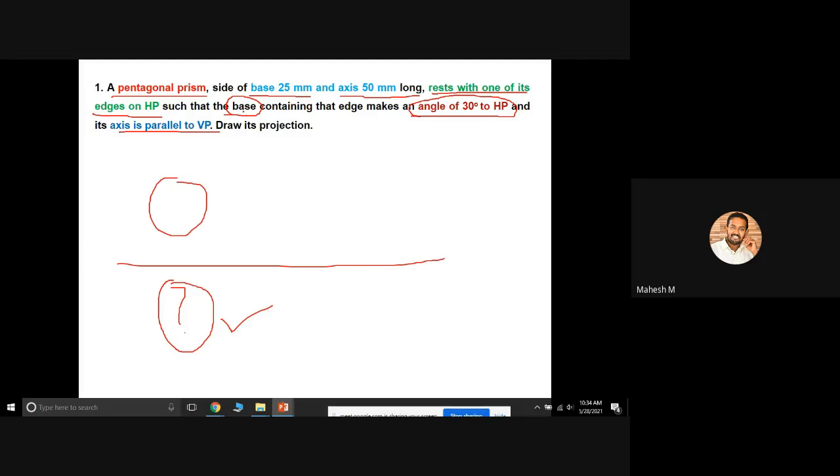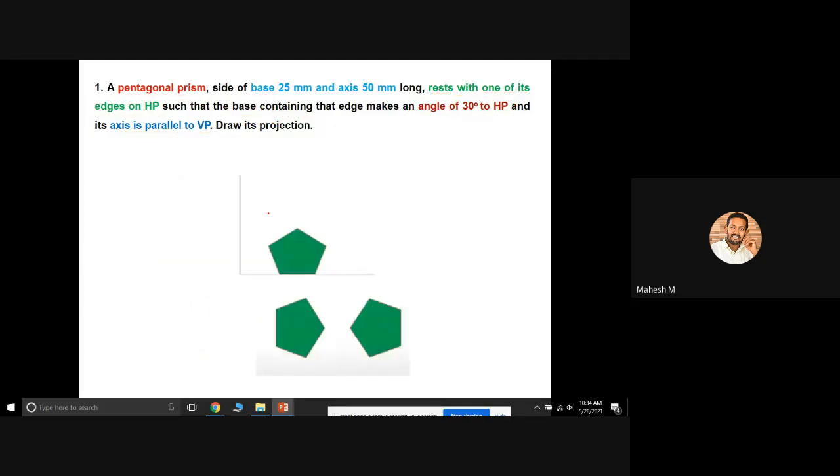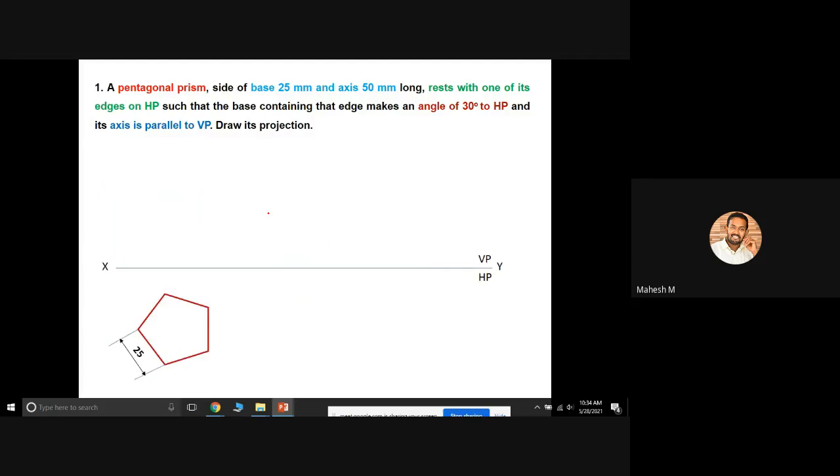You have to look at this particular phrase: base containing that edge makes an angle of 30 degree to HP. Here it is the base, not the axis. So the base makes an angle of 30 degree to HP, so that you have created a pentagon. Now the condition is totally different. You can choose either a corner pentagon or an edge pentagon. But you have to remember that we are creating a front view from this diagram.